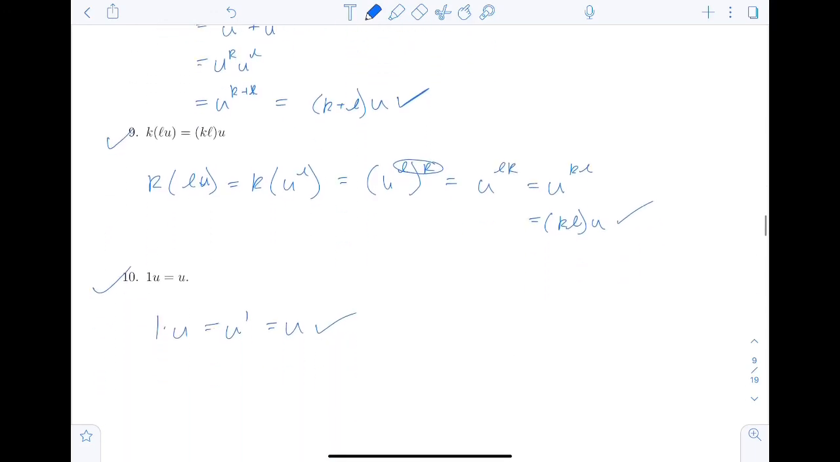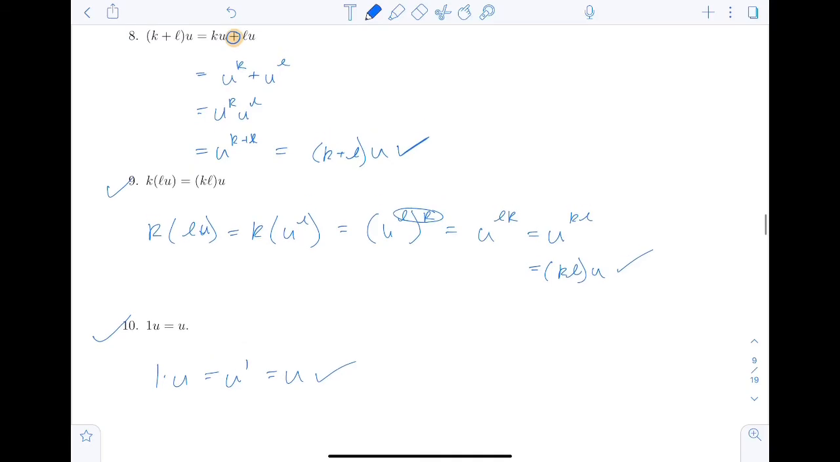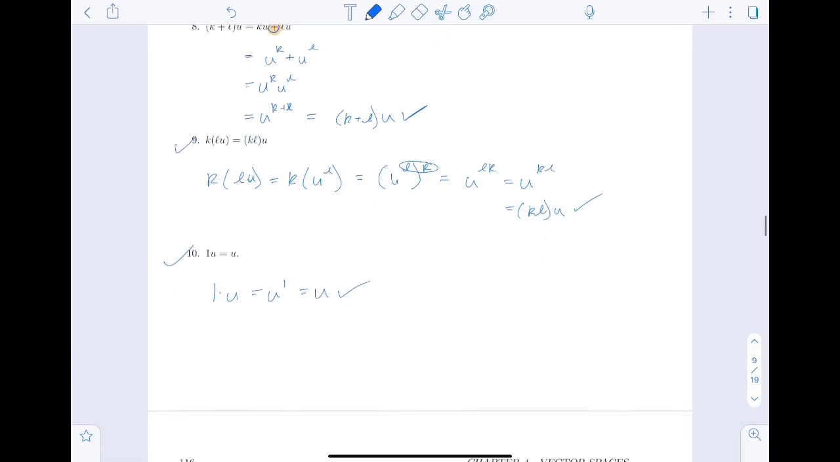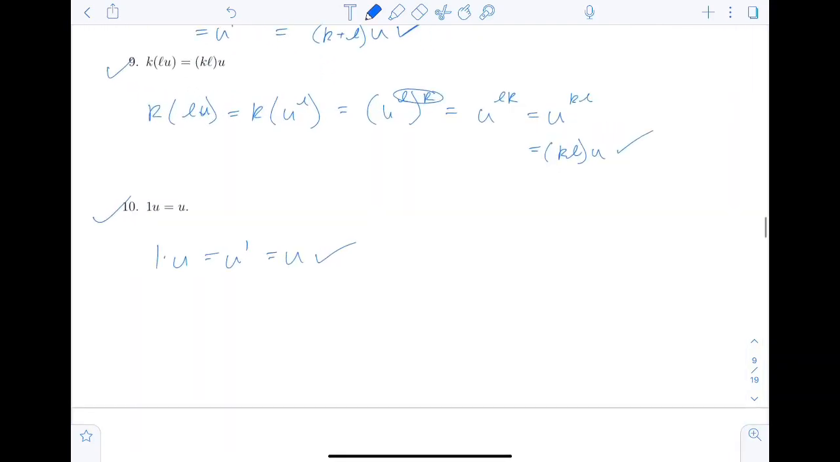And hopefully you followed the symbol pushing here. Again, I'm not going to ask you to do this kind of thing for me, but I did want you to see it before we move on. Okay. And then the next thing we're going to talk about is subspaces, and I'll see you then.